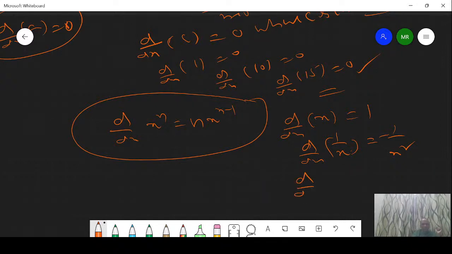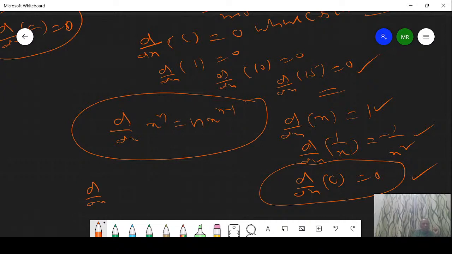The derivative of a constant, just now we have discussed, is always 0 as a formula. So this is also standard. Remember, many times you are going to use the derivatives of these functions. The derivative of x power n is n into x power n minus 1.